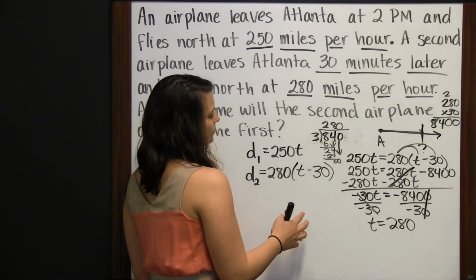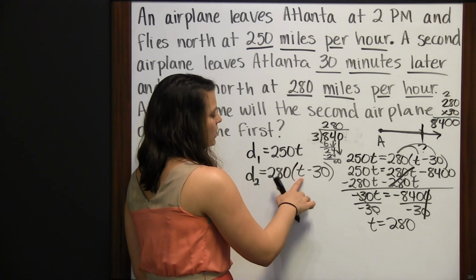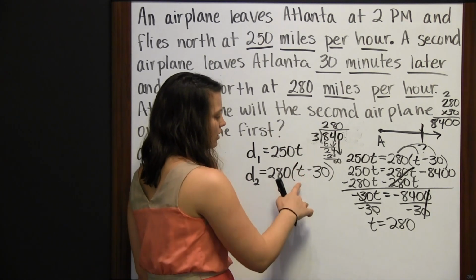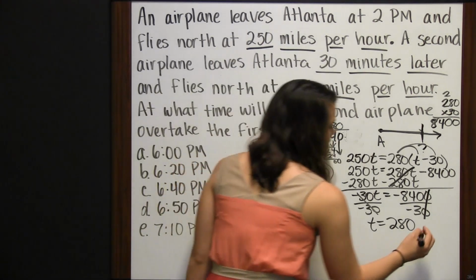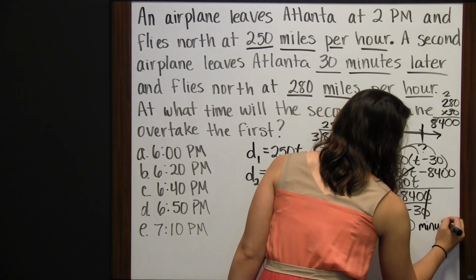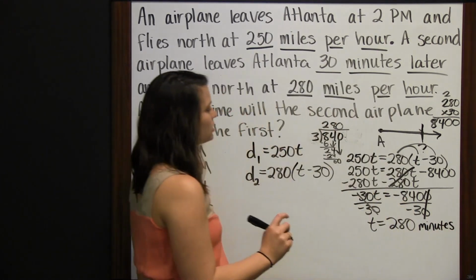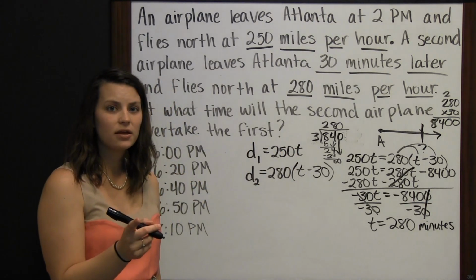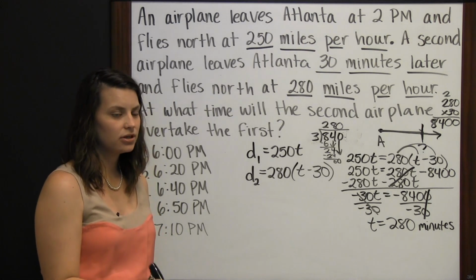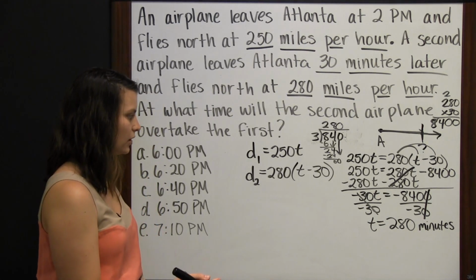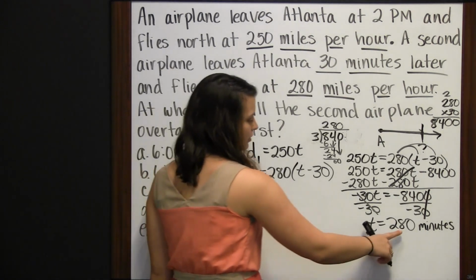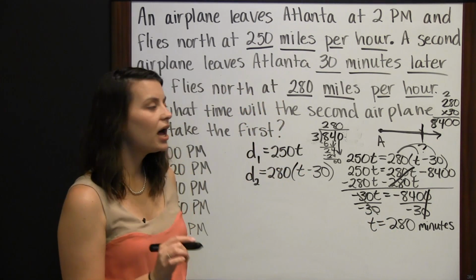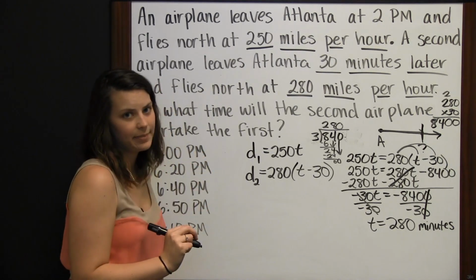Well, if you'll recall, we did t minus 30 minutes, so that would mean that these t's are in minutes. So we just found how many minutes the first plane, t, would have been flying when the second plane overtook it. So we need to first convert these minutes into hours and minutes so that we can then find what time it was when that happened.